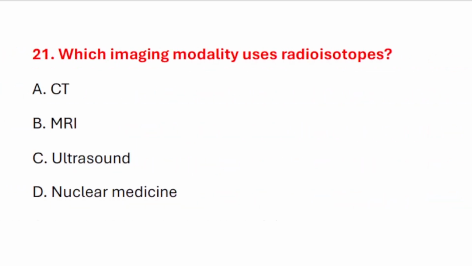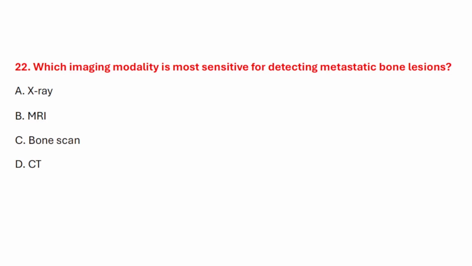Question number 21. Which imaging modality uses radioisotopes? Correct answer is option D, nuclear medicine. Question number 22. Which imaging modality is most sensitive for detecting metastatic bone lesions? Correct answer is option C, bone scan.